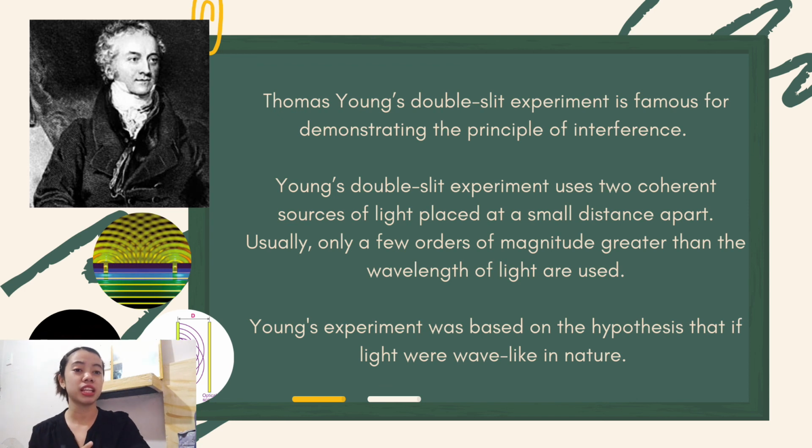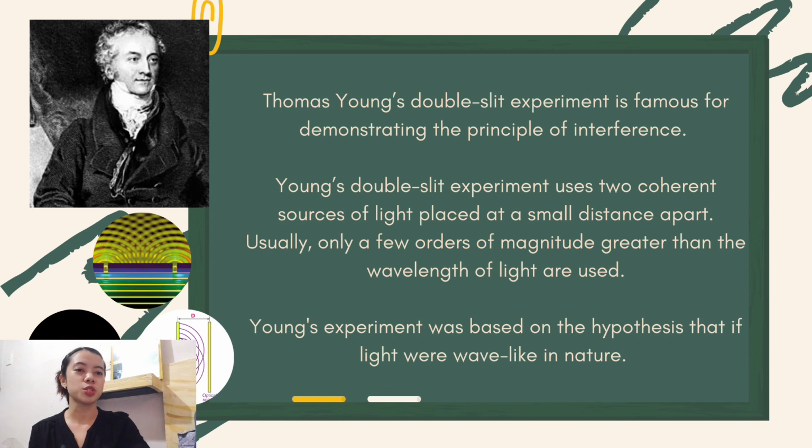Because he believed that light was composed of waves, Young reasoned that some type of interaction would occur when two light waves meet. So this interactive tutorial explores how coherent light waves interact when passed through two closely spaced slits. Young's double slit experiment uses two coherent sources of light placed at a small distance apart, usually a few orders of magnitude greater than the wavelength of light.